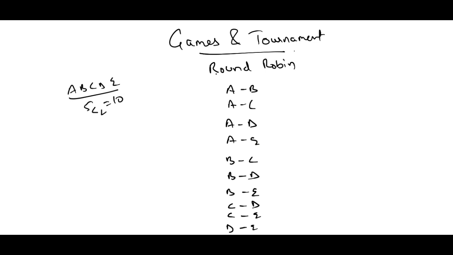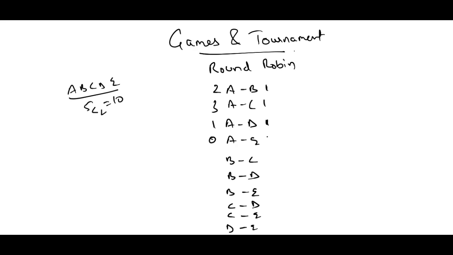We'll be making some assumptions of the goals, like in between A and B the match ended 2-1. That means A scored 2 goals and B scored 1 goal. Between A and C it will be 3-1. We are just making an assumption. Between A and D it is 1-1.